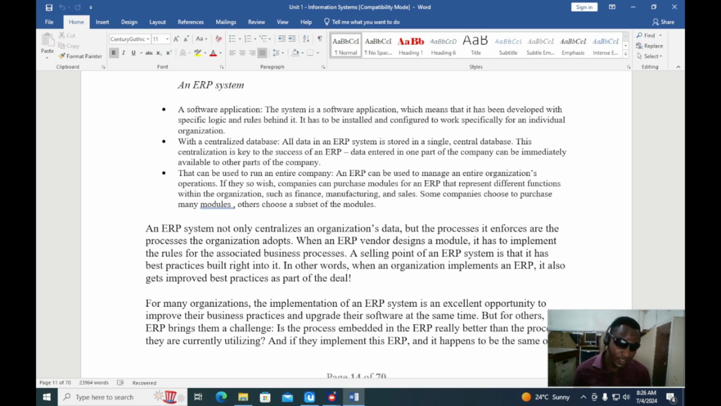If the company decides, they can have a system for every function, like get a module for all these functions. For example, finance, there can be an ERP module for that, for finance department, manufacturing, sales. So we have other companies that would choose to buy so many modules, okay, and we have others that would choose to buy maybe some subset of all those modules.